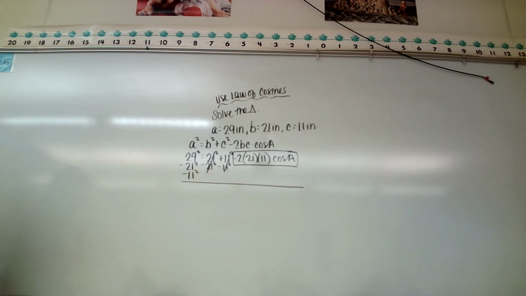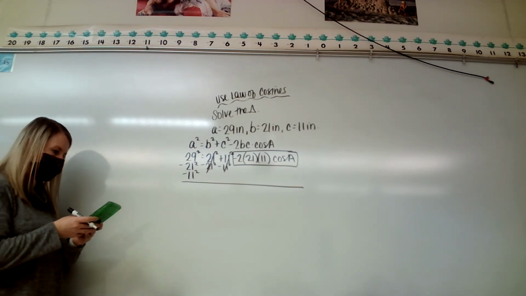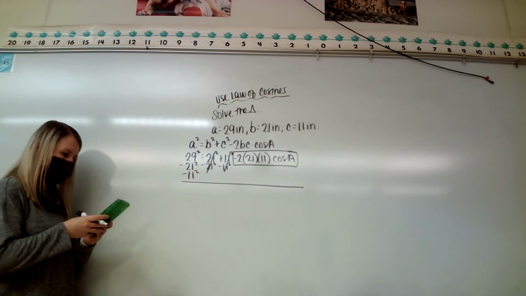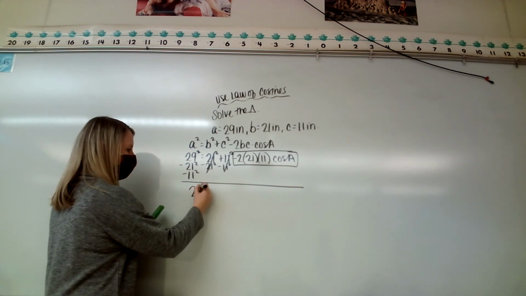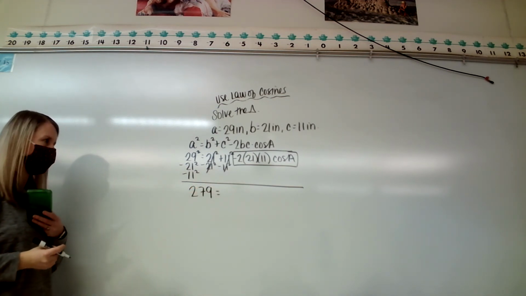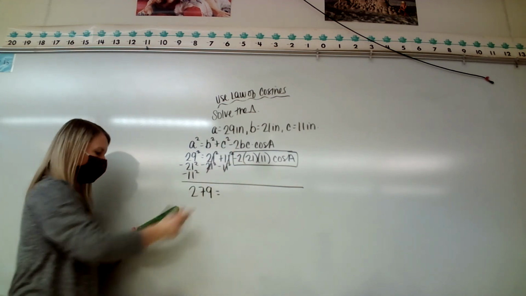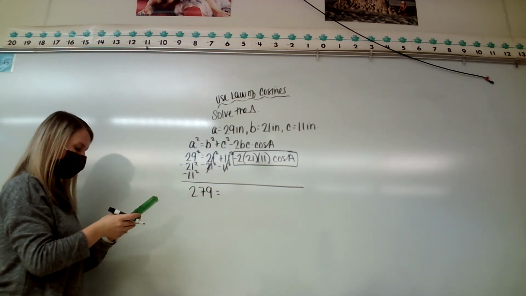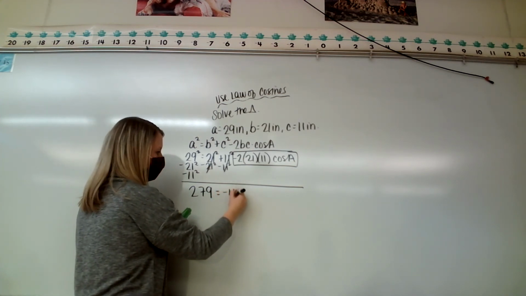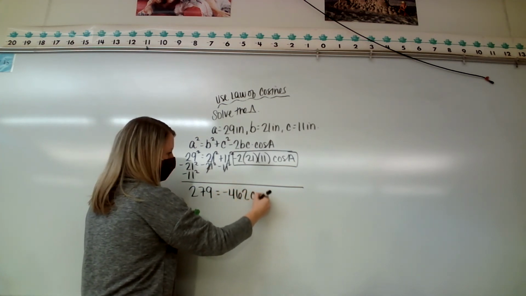All right, so I'm going to grab my calculator, start to set myself up here. 29 squared minus 21 squared minus 11 squared gives me 279. Then I simplify over here just so I don't need to rewrite it. Negative 2 times 21 times 11 is negative 462 cosine A.